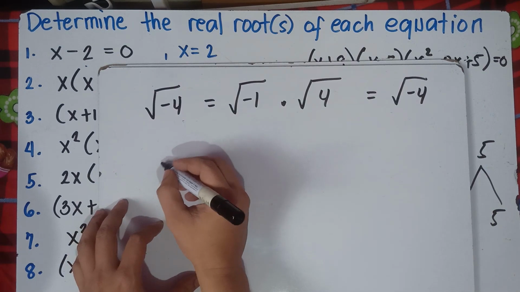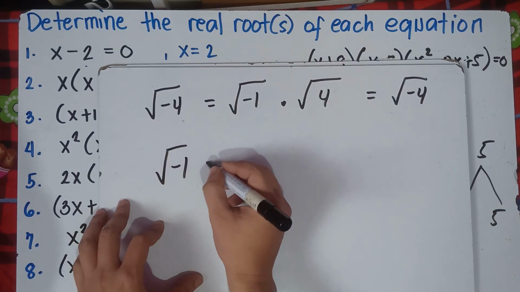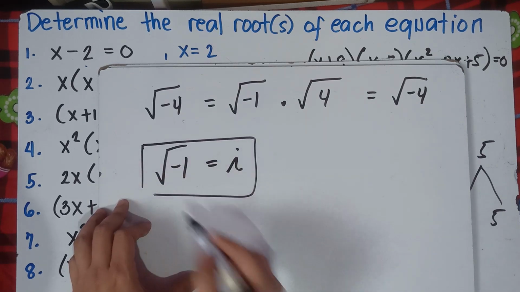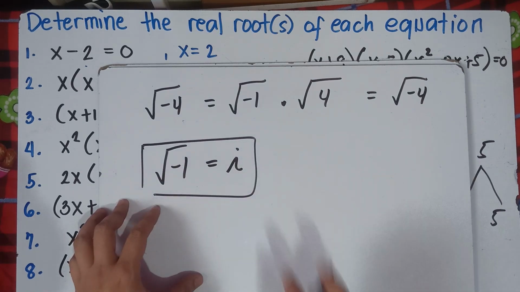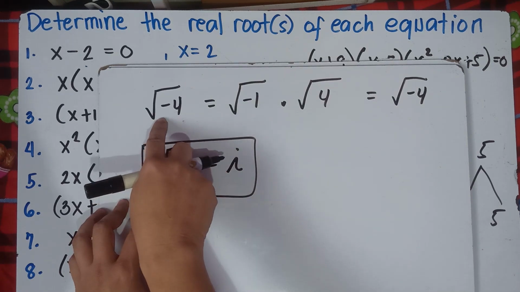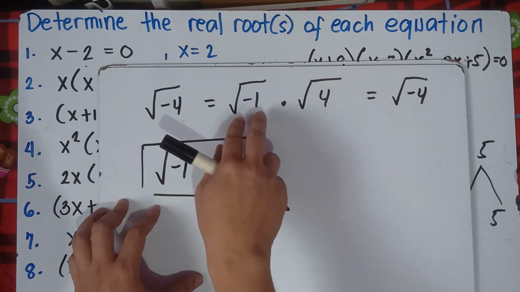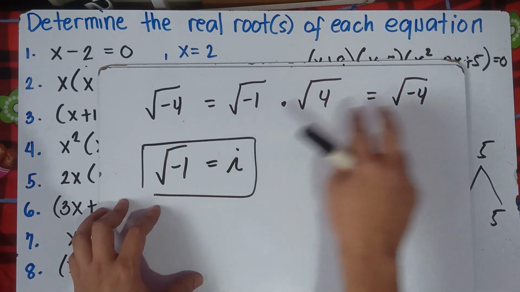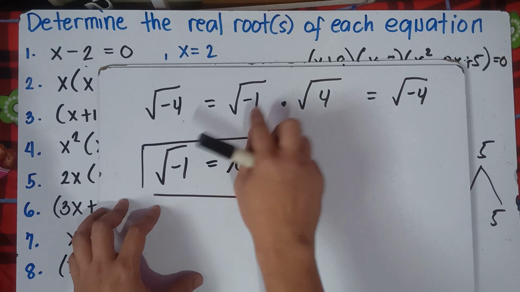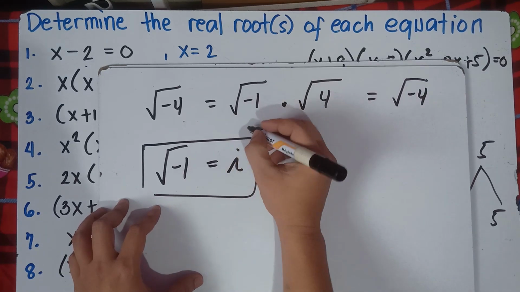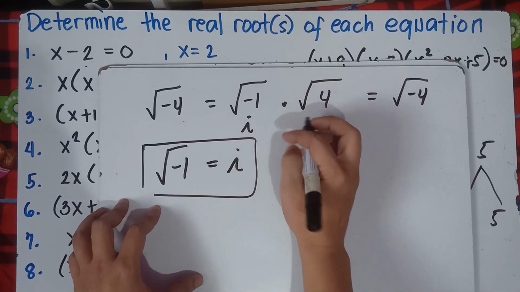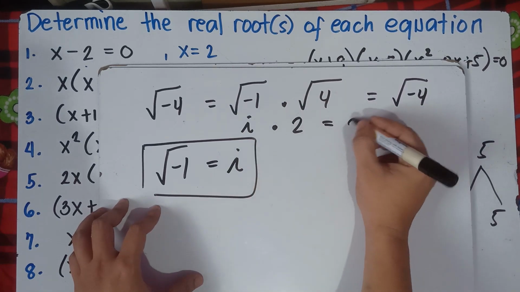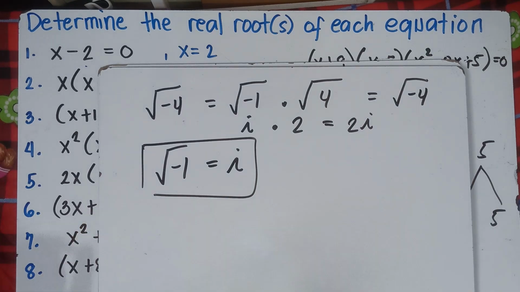And always remember that the square root of negative 1 is equivalent to i. Just remember this one, class. So therefore, once again, the square root of negative 4 is equivalent to the square root of negative 1 times the square root of 4. The square root of negative 1 is equivalent to i, then the square root of 4 is 2. So i times 2, the answer is 2i. So that's how you solve it, class.